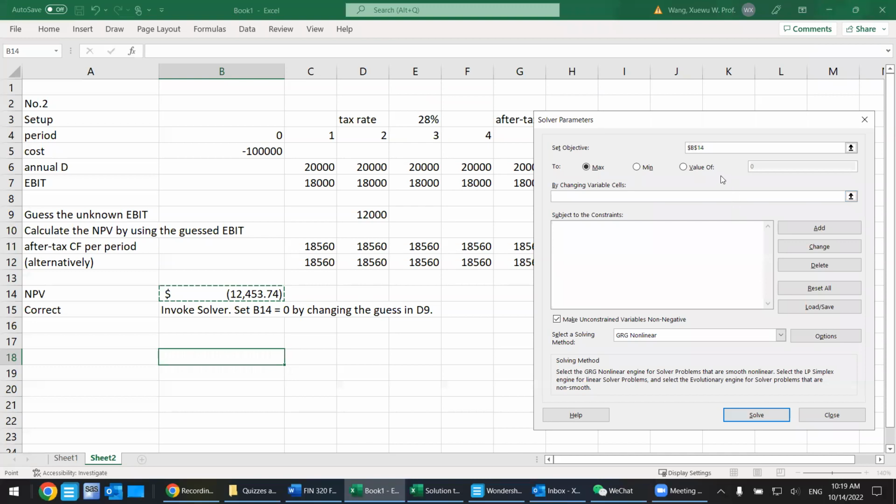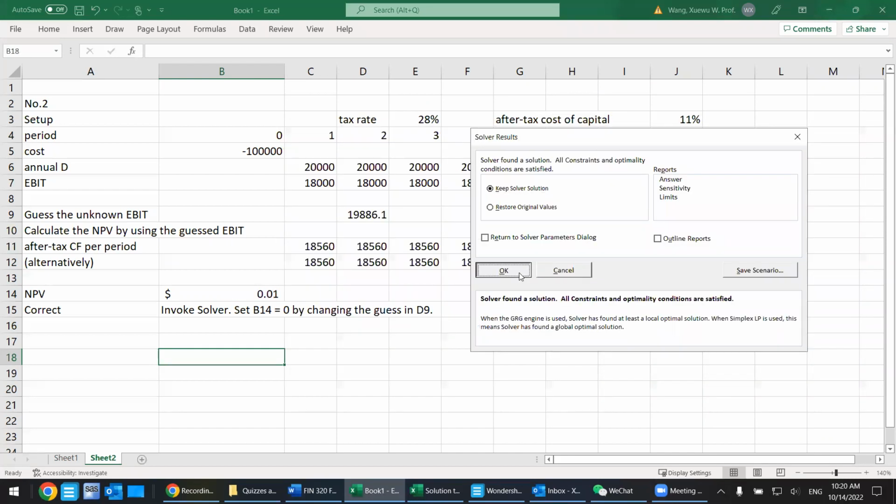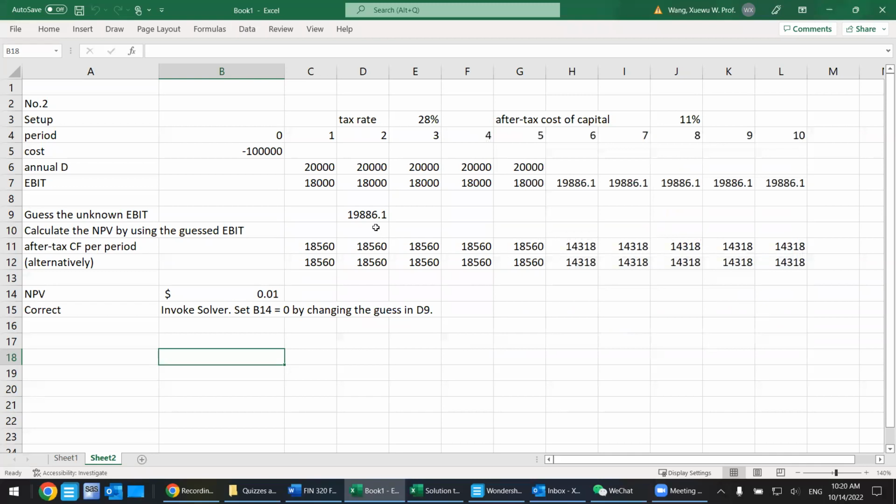This is my objective. Set that equal to 0 by changing my variable cell, which is the guess I took. There's no other constraint, so let's click solve. Solver says I found a solution here. Your minimum amount of EBIT is $19,886. Okay, solver finds the minimum EBIT of $19,886.10. Okay, so I hope this is useful.